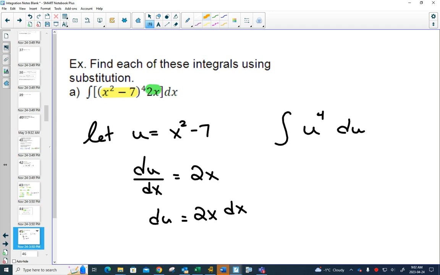And it was important, we changed to u, so it was also important to change to du to tell you that's what you're integrating. You're integrating with respect to the variable u. So now this is super easy. We add 1 to the exponent and divide, plus c. And afterwards, we can substitute back. U was x squared minus 7.